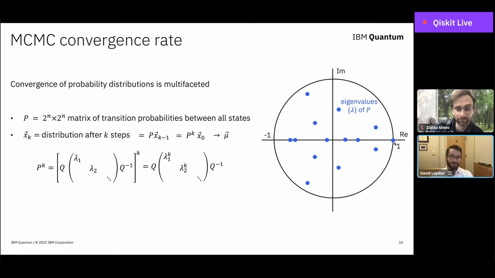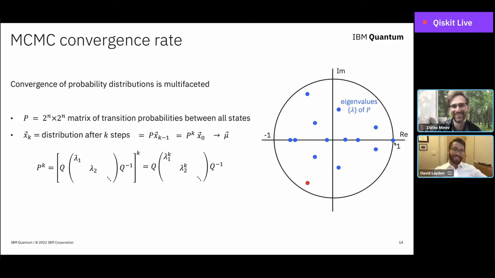But now you might ask yourself, is one of these eigenvalues more important than the others? And the answer is yes, this one in red here is the most important one. And the reason why I say that... sorry, Zlatko, was there a raised hand? That was my virtual clapping hands for a great explanation.